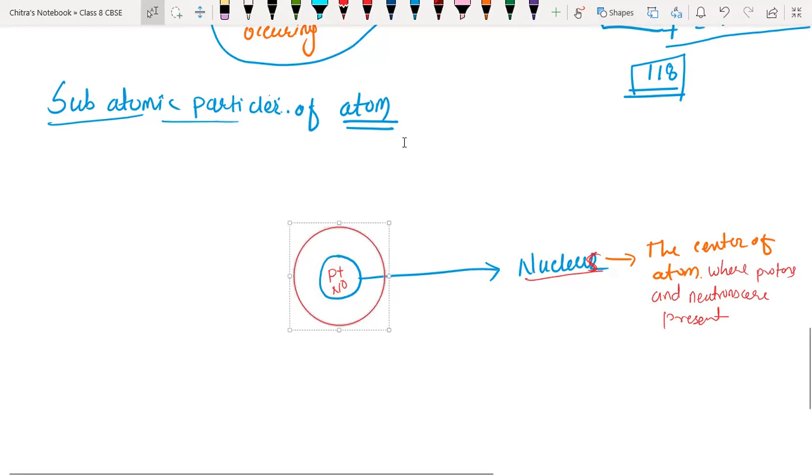Now, around the nucleus, we have different paths where electrons are revolving continuously. So here we have electrons, and these electrons revolve continuously around the nucleus.